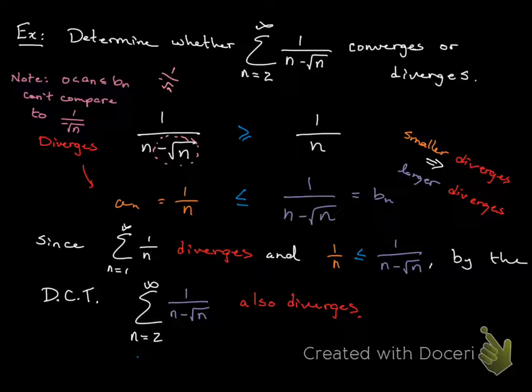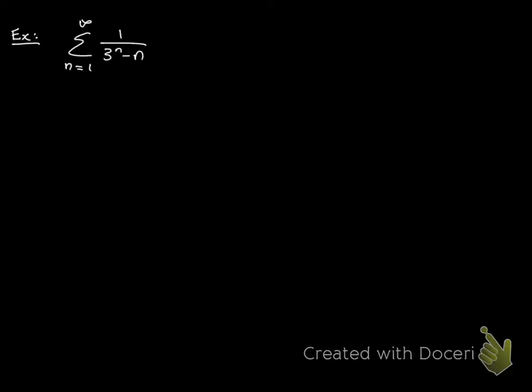Okay? Another example. I'm just going to reuse the example I did before, 1 over 3 to the n, and this time it's minus n. Okay? So this is going to change some things. When I try to compare the same way, what did I do last time? I took 1 over 3 to the n plus n, and I compared it to 1 over 3 to the n. But notice my fractions are different this time.